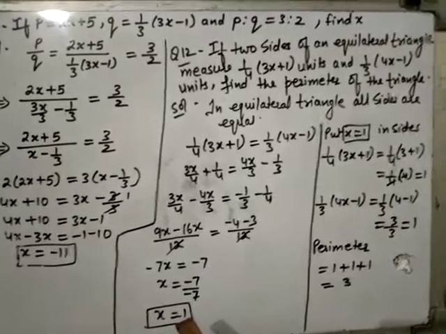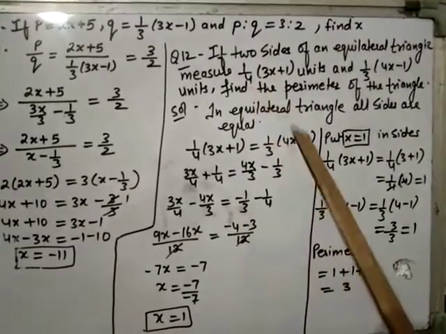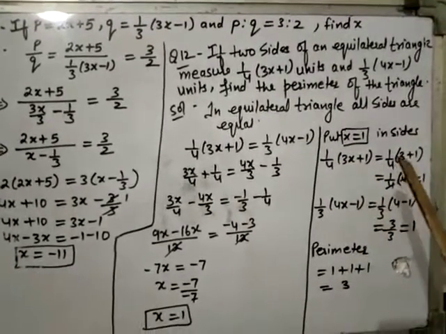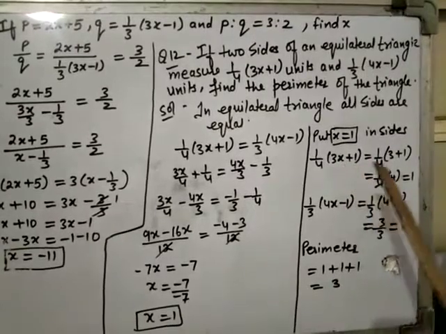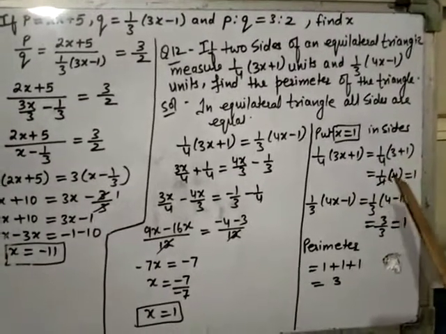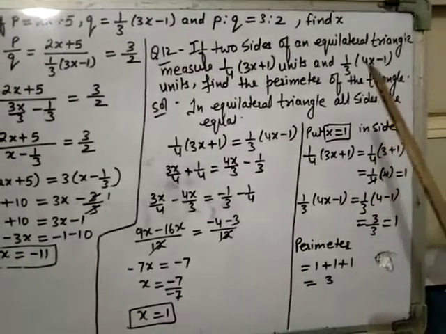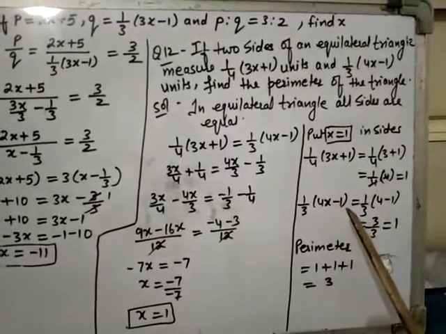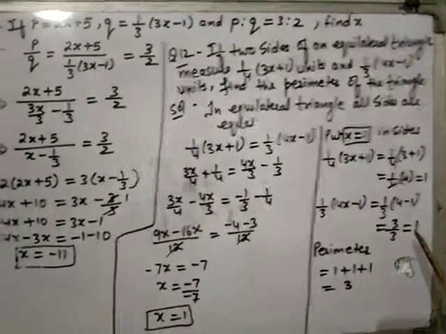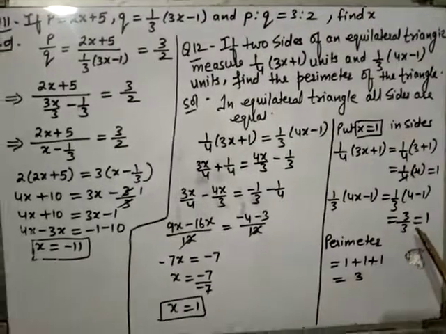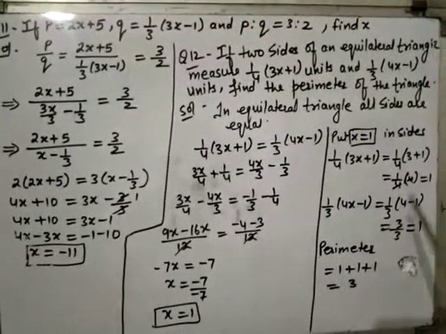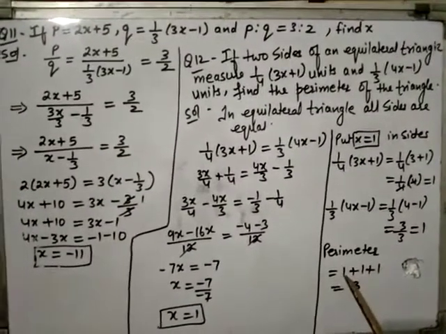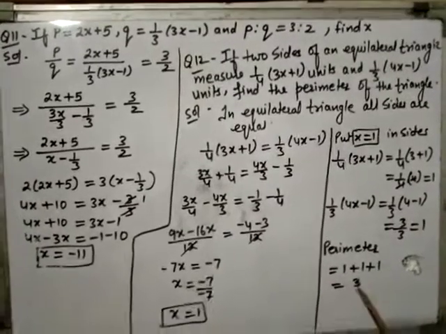Now we substitute this value of x is equal to 1 in one side. So when we are putting this x equal to 1 inside 1 upon 4 into 3x plus 1, we are getting 1 upon 4, 3 into 1 is 3 plus 1 which is 4, 4 upon 4 is equal to 1. And when we are substituting value of x is equal to 1 in this side, 1 upon 3 into 4x minus 1, again we are getting 1. It means we are getting the side 1 and the perimeter of an equilateral triangle is sum of all sides. So which is equal to 1 plus 1 plus 1 which is equal to 3 unit.